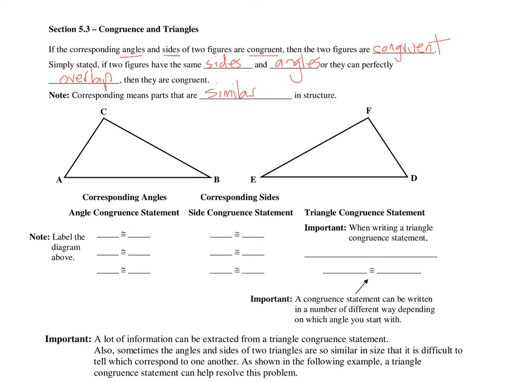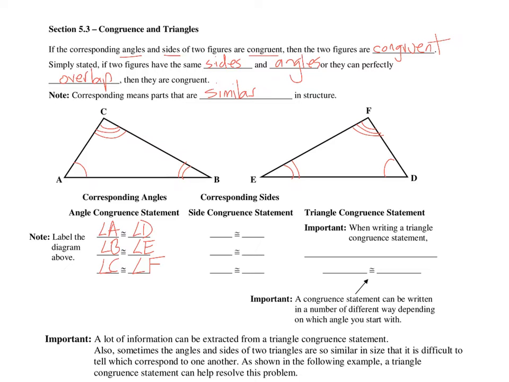All right, so here we have these two triangles below, and it says to label the diagram above. Okay, so corresponding angles. Which angles are similar in structure? Well, A would be congruent to D. So we'd say angle A is congruent to angle D. We have B is congruent to E. Angle B is congruent to angle E. We have C is congruent to F. All right, so angle C is congruent to angle F.